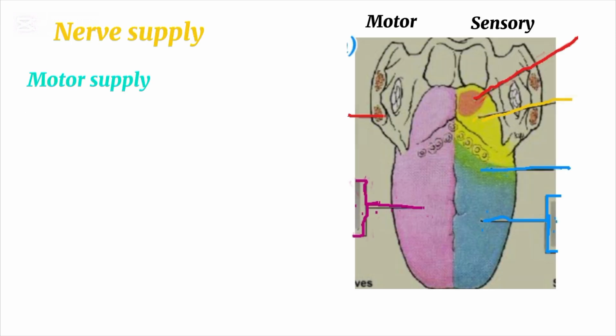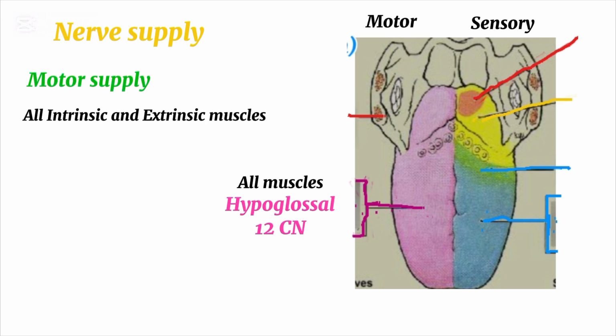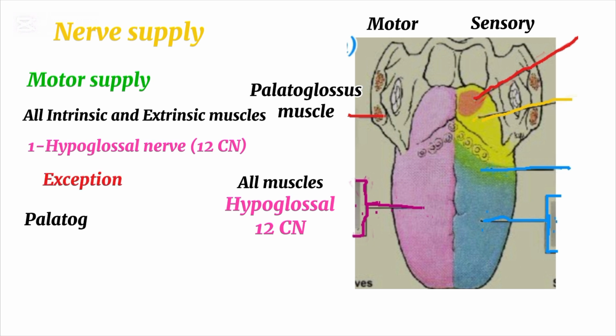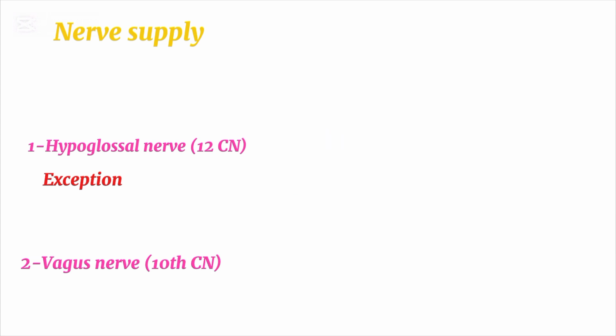Nerve supply to the tongue. All intrinsic and extrinsic muscles of the tongue are supplied by the 12th cranial nerve, hypoglossal nerve, except the palatoglossus muscle, that is supplied by the 10th cranial nerve, vagus nerve.